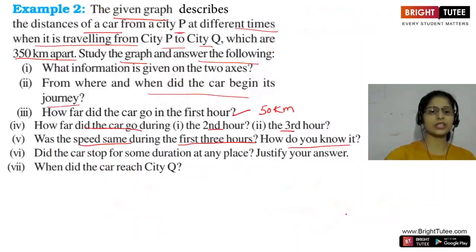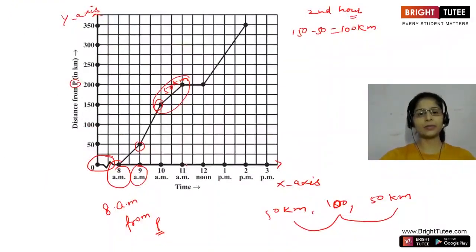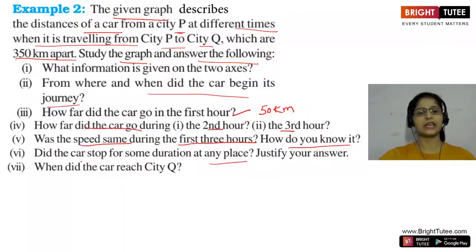So speed is different in this case. Right? Next question. It is asking, did the car stop for some duration at any place? Justify your answer. So when we see the graph, from 11 a.m. to 12 noon, just see this portion, there is no increase in distance. It is steady. It is constant, right? And it is a straight line. So here the car is not moving. It is at the same place. That means the car did not move from 11 to 12. It did not cover any distance. So yes, the car was stopped there for 1 hour.